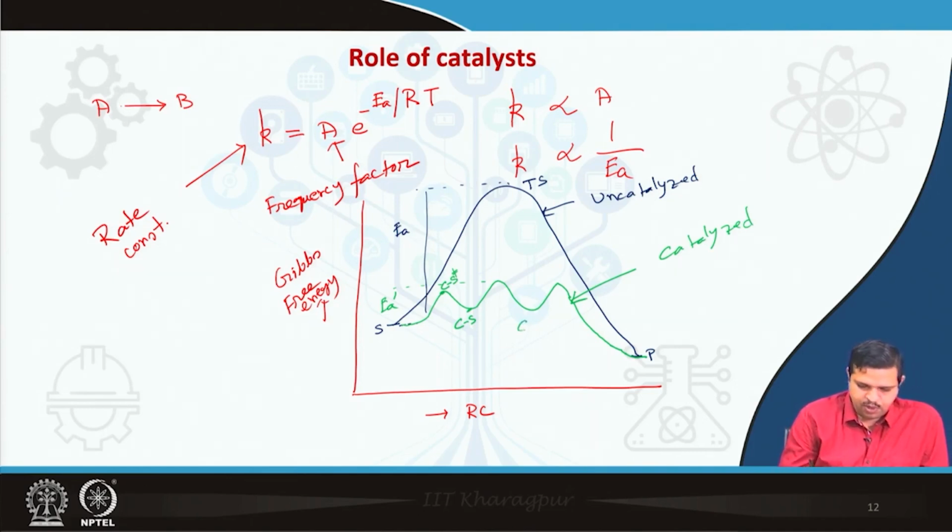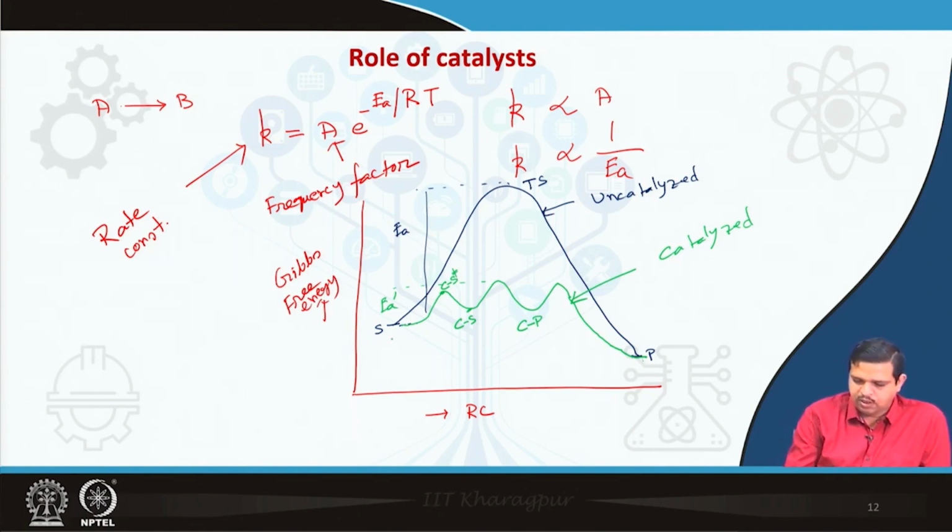So, this is my catalyst product intermediate. So, Cp is my catalyst product intermediate complex. This is my catalyst substrate intermediate complex, and this is my associated transition state. Okay. Now, here you will see this is the product.